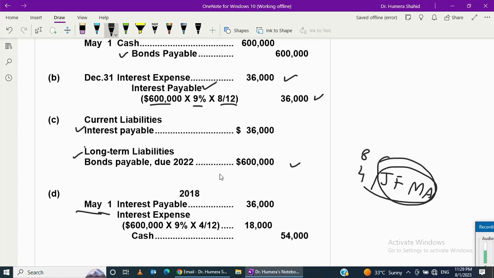Okay, so this interest payable is from the closing entry, 36,000. So now we are going to pay this liability, but 4 months interest was not recorded. So let's record interest expense, make it debit. Your face value was 600,000, 9% is the rate, 4 months we have to record, so 18,000. So together we will be paying 54,000.